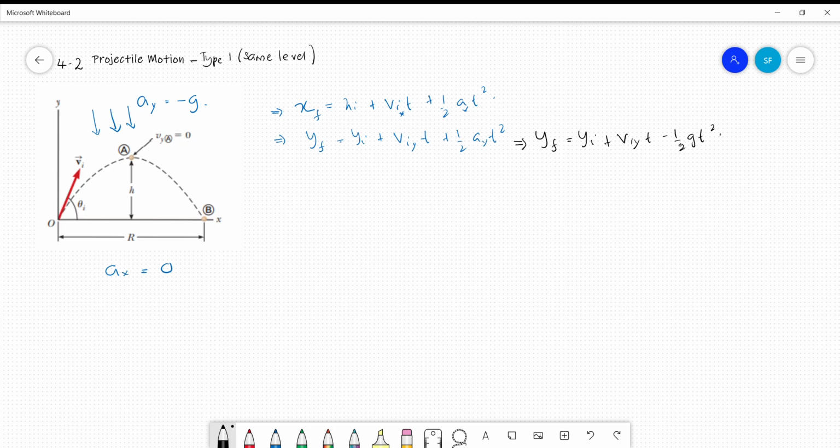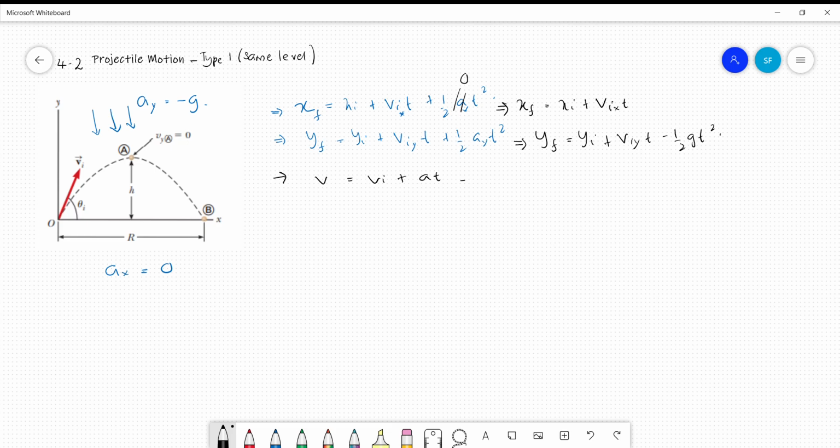For position along x, we have x final equals x initial plus vix t, and that is all, because ax equals 0. See the first equation. Now the second kinematic equation, let's say I choose v equals vi plus at.